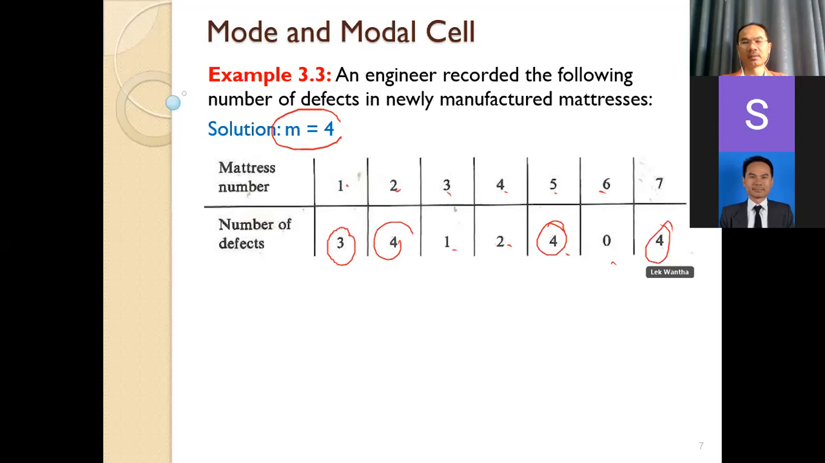That's right. The number of defects is 4 because we have 3: 1, 2, 3. For 3 we have 1. For 1 we have 1. For 0 we have 1. And okay, the mode frequency is 4. For this case, the mode should be 4. That's right. The mode should be 4 because it has the highest frequency.